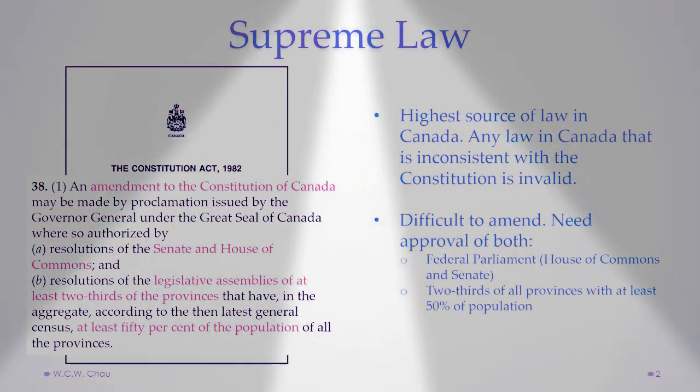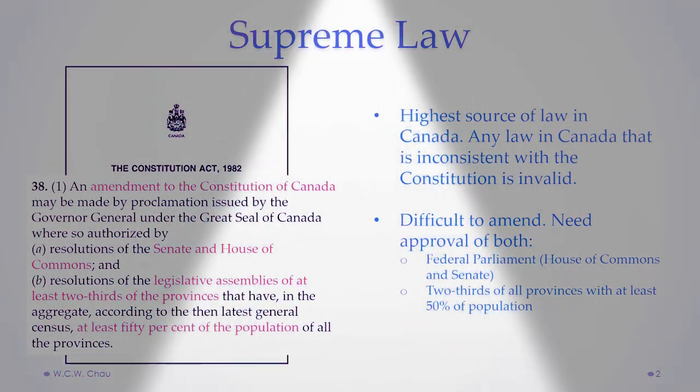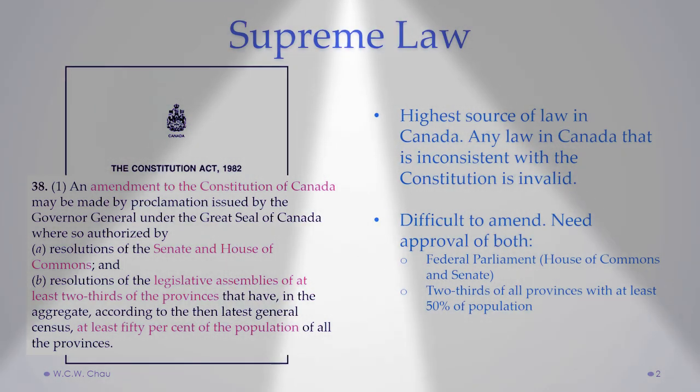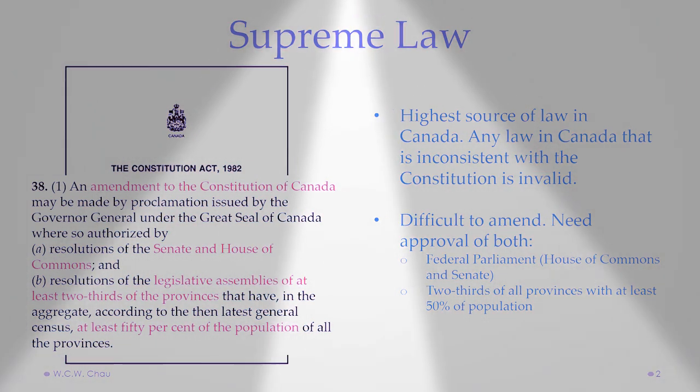So practically speaking, it would be very difficult to get an amendment if one or two of the biggest provinces in Canada don't approve of an amendment. Those provinces would be Ontario, Quebec, and BC.